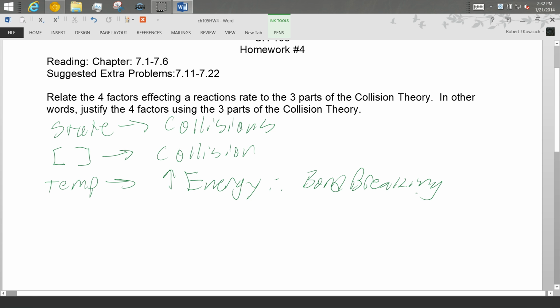So if I increase the temperature, then when they run into each other, they have enough energy to actually break their own bonds and so they can form new bonds. Since we're talking about chemical reactions, we're combining, separating, and rearranging those atoms. And so I need to break some stuff. And then the last one?